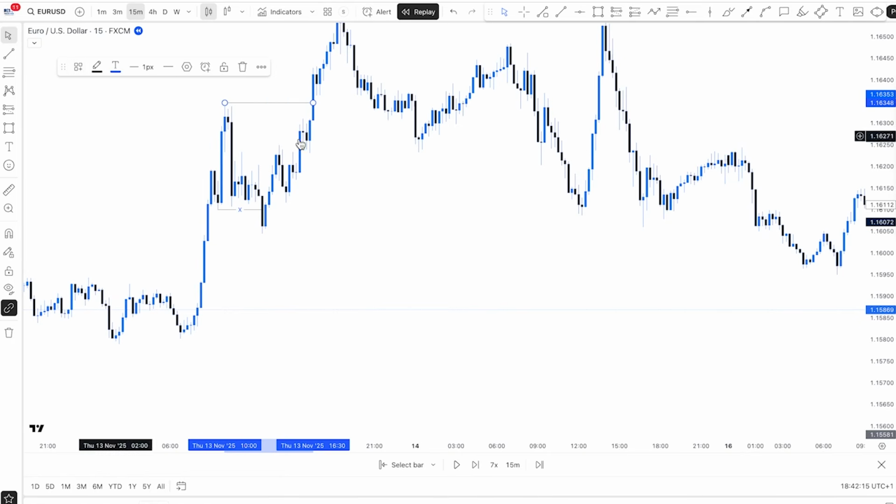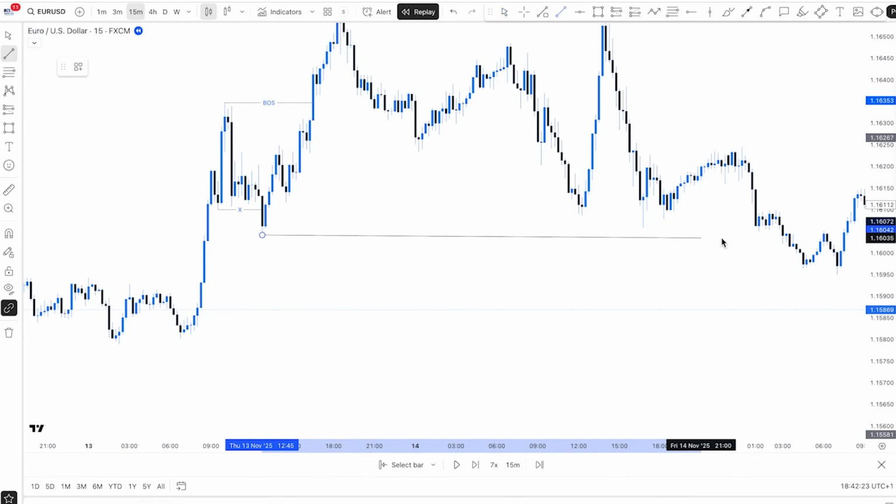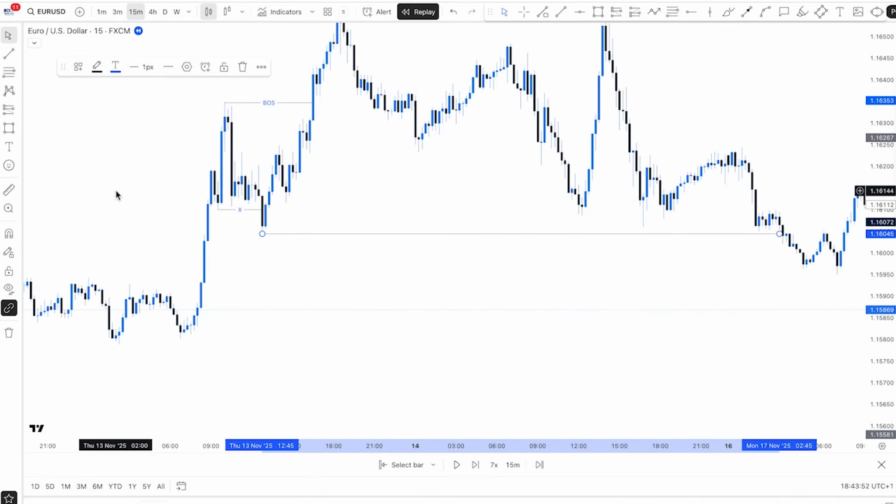So right here is our break of structure zone, and since price closed above our break of structure, the major low, right, the lowest point that created the break of structure is our change of character. So right here is our major low and our choch zone. So you know the drill, right?